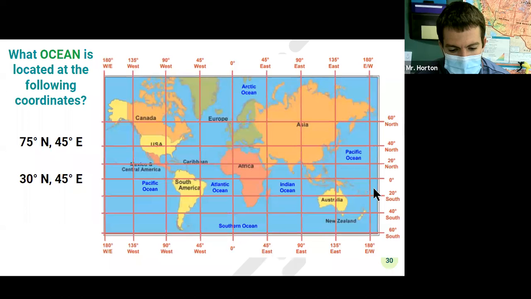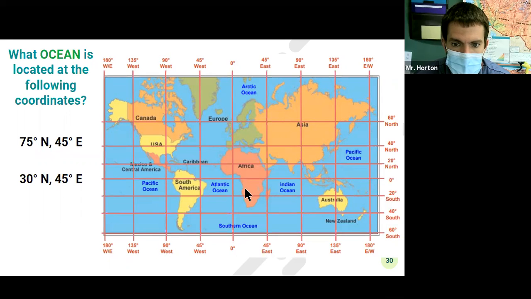Let's see that. So that's actually going to be, if you give me 30 degrees south and 10 degrees east, that's going to be more towards Africa. So that's like right here.